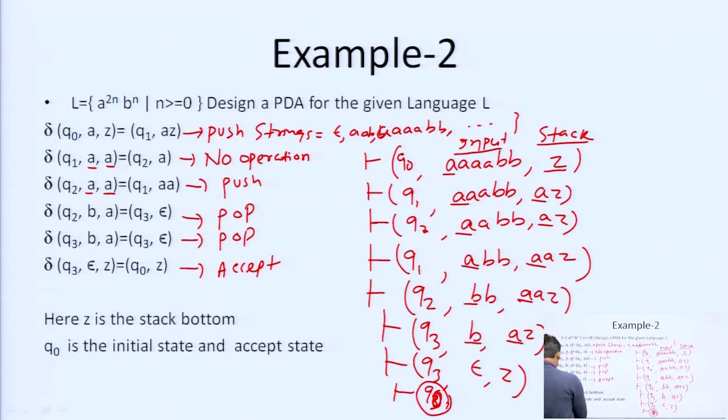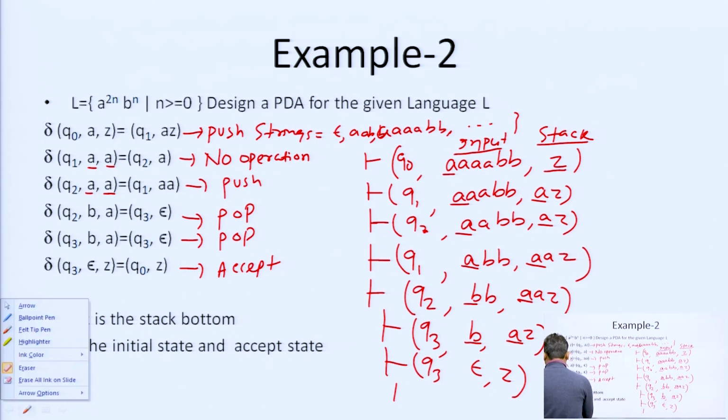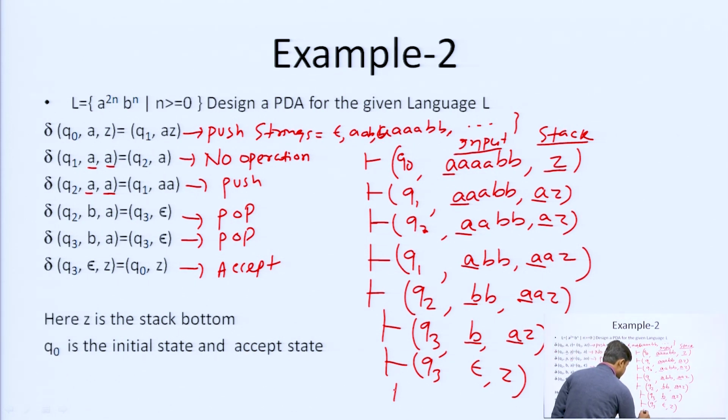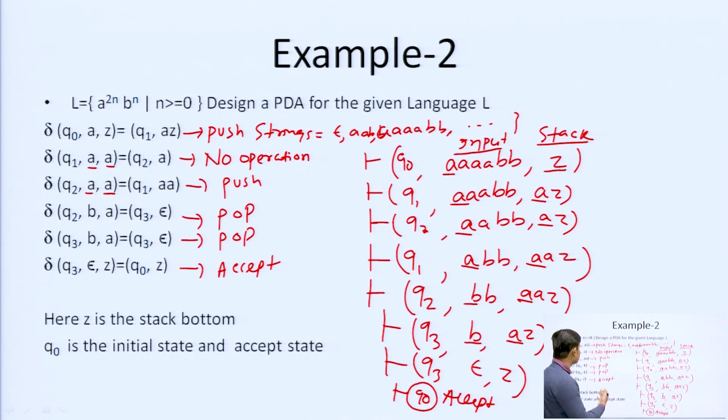Q0 is an accepted state. Now, you see in Q3, you have read all the input and the stack is empty, then go to the final state, the accepted state, that is Q0. This is accepted. All the strings generated by the language will be accepted by this pushdown automata. Then you can say this is also a deterministic pushdown automata.